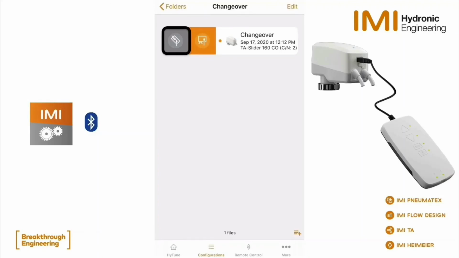This function is useful when you have several actuators with the same configuration variables. The TA dongle can carry one configuration at a time, and you can use the dongle to transmit this configuration to your desired actuator.